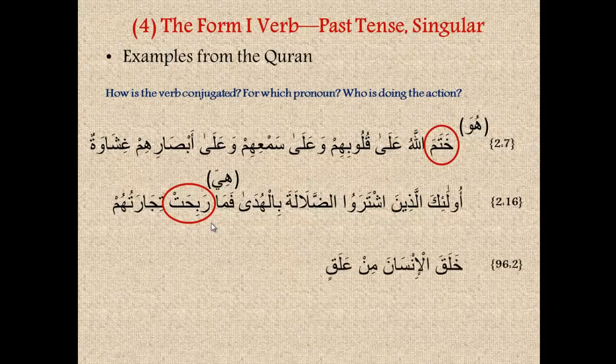Example number 3. خَلَقَ الْإِنسَانَ مِنْ عَلَقٍ. Verse number 2, taken from Surah Al-Alaq. The verb here is خَلَقَ, which we actually conjugated in the previous slides. خَلَقَ is conjugated for huwa. It falls neatly under the pattern فَعَلَ, and refers to Allah. Allah is the one who created man from clot. Also, I forgot to mention, rabihat follows the pattern fa'ilat, for the verb rabiha or fa'ila.